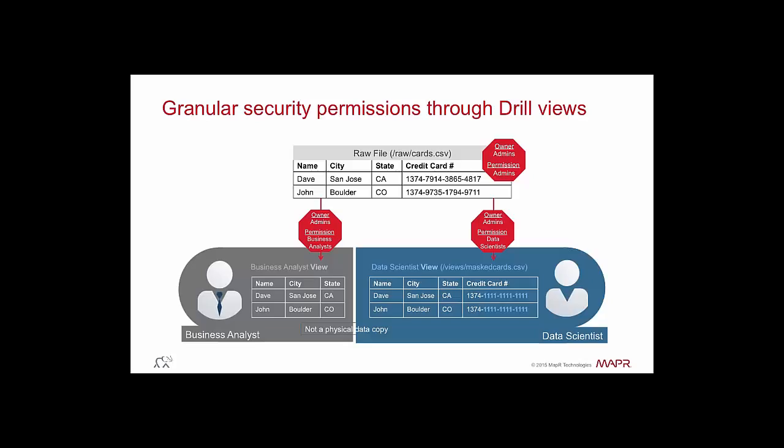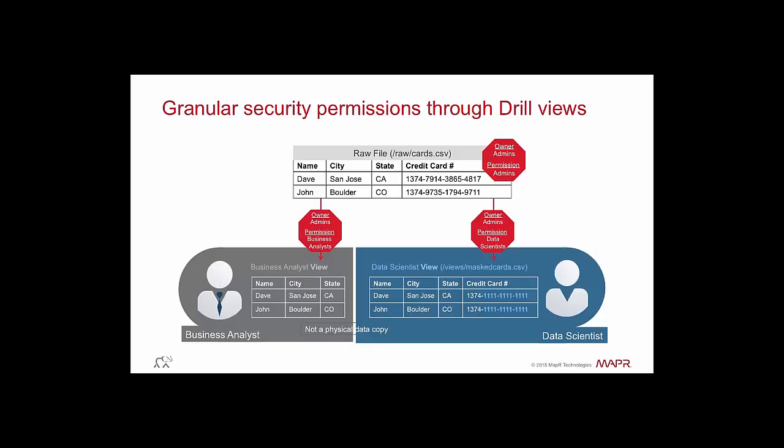So, for instance, in this specific slide, we are talking about a raw file which has name, city, state, and some sensitive information about credit cards. There is the owner of that data. Now, that data needs to be given to different people within the organization. On the left-hand side, we've got a business analyst who doesn't need the credit card information. All he needs is a few specific columns within that data. So the owner would create a view of the original table and give ACLs for that specific view as read-only on those particular columns.